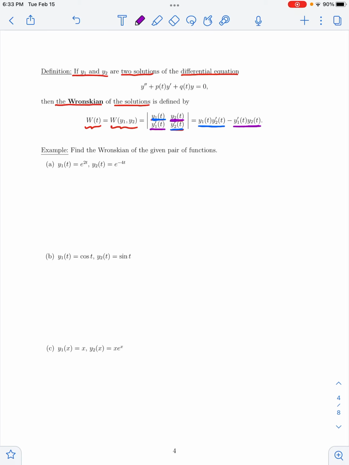So before we see how the Wronskian tells us about whether or not a linear combination of two solutions forms every solution, let's just get a little practice working with Wronskians. So in this next example, we are asked to find the Wronskian for the given pair of functions. And in part A of this example, we have y1 and y2 are two exponentials, e to the 2t and e to the negative 4t. So let's find the Wronskian.